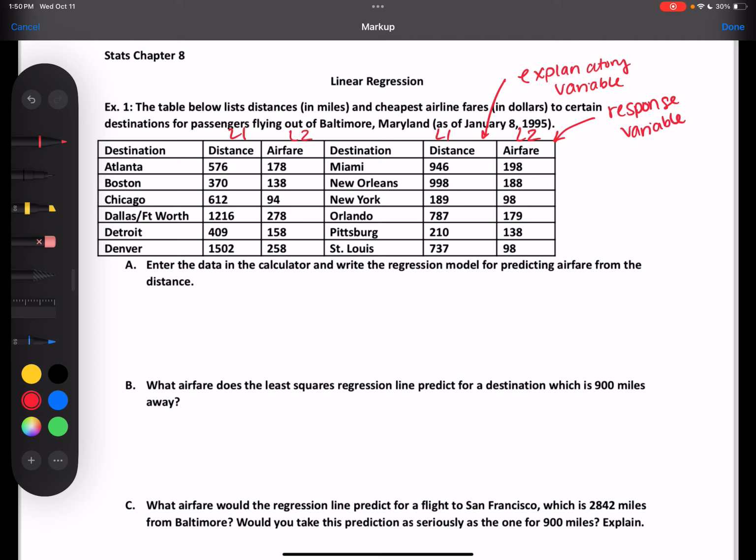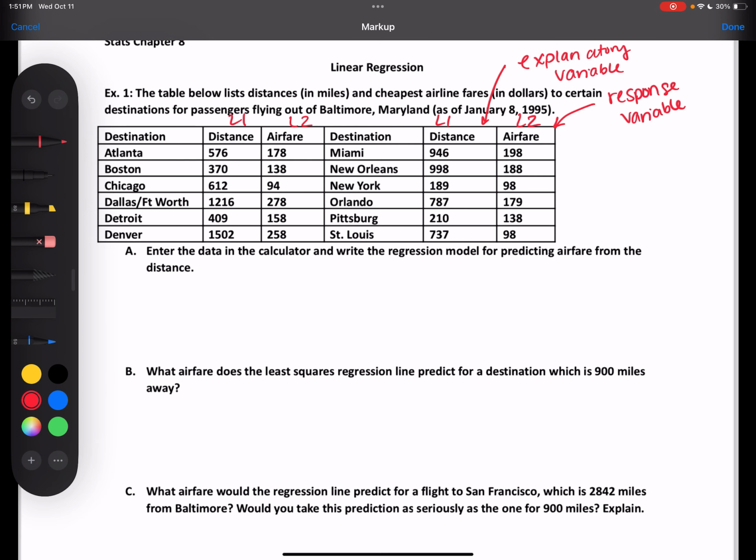All right, once you do this, we need to go to stat, calc, LinReg to get the regression model for predicting airfare and distance. So basically, we're going to have y hat is equal to b sub 0 plus b1x. And this is our y-intercept and our slope.